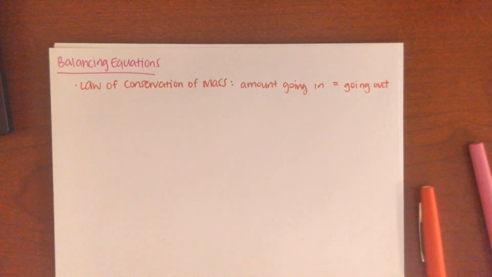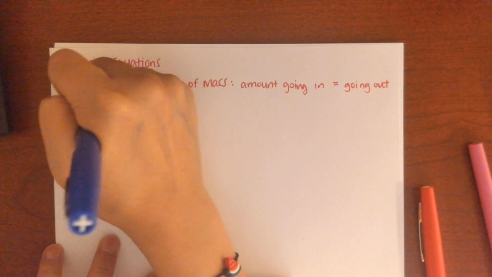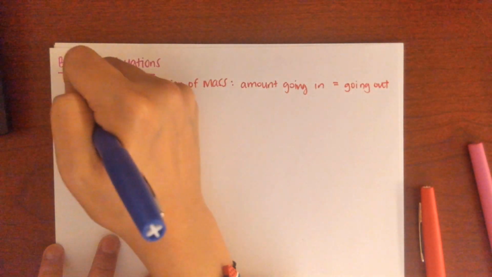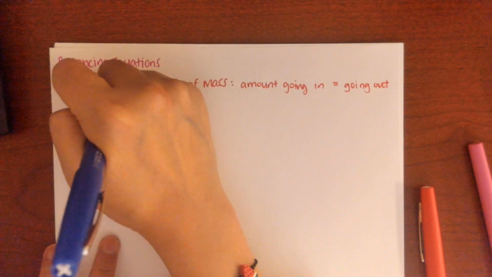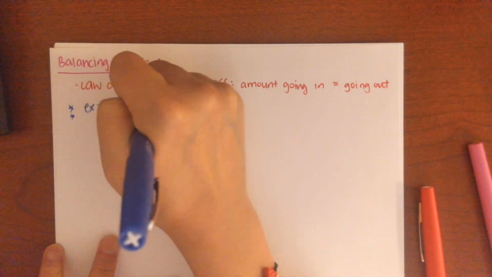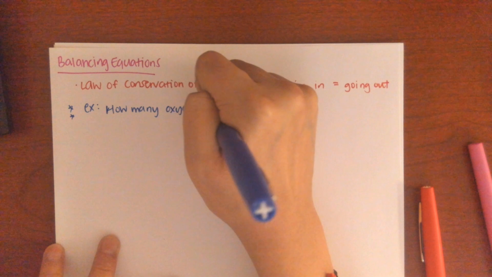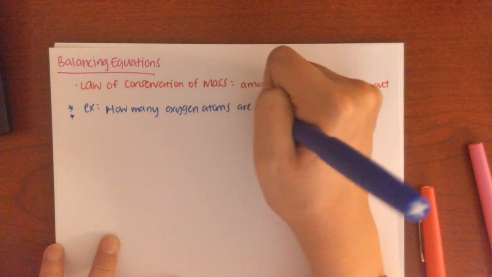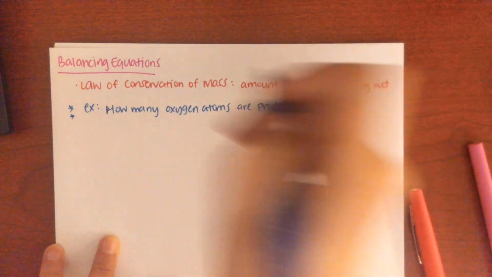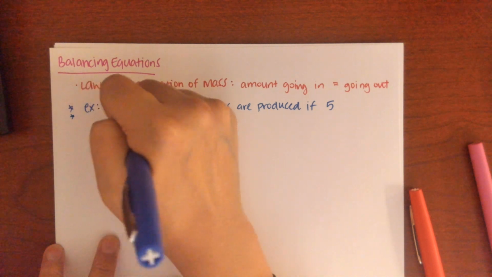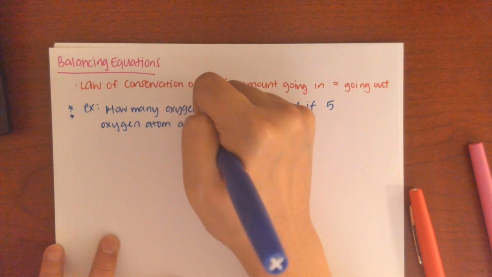Okay? So, for example, if I give a question regarding the law of conservation of mass, for example: how many oxygen atoms are produced if 5 oxygen atoms are used?